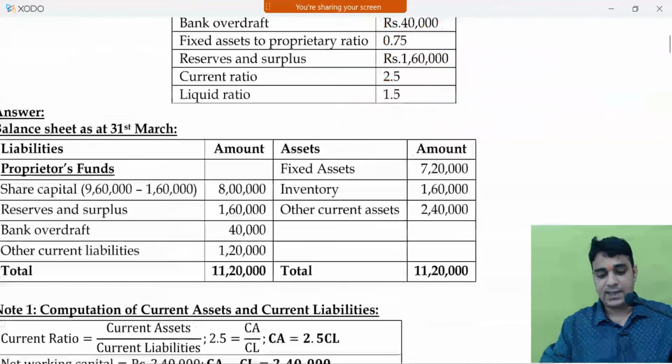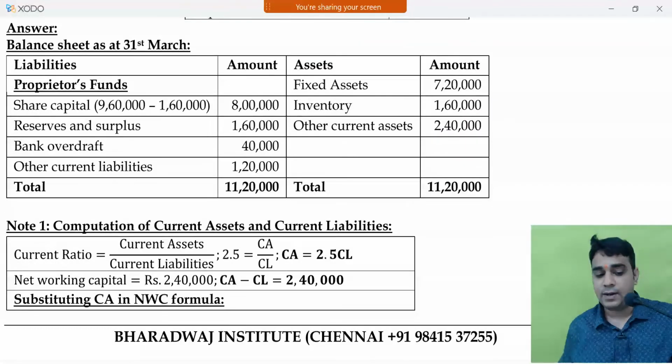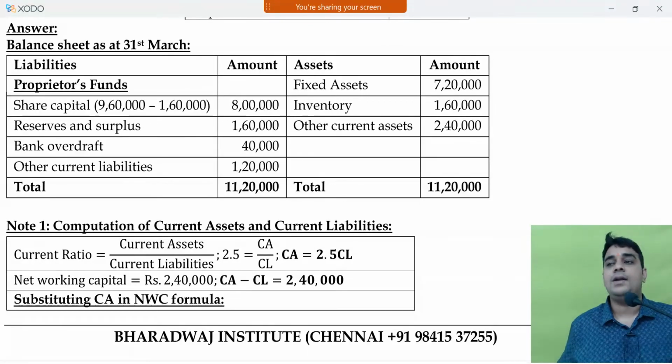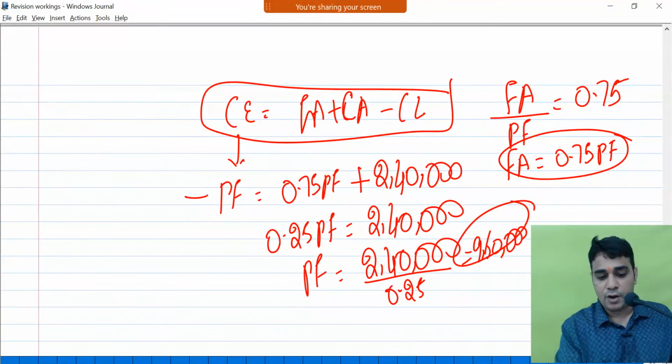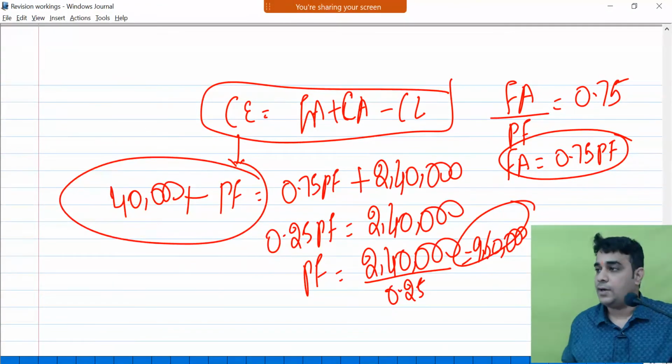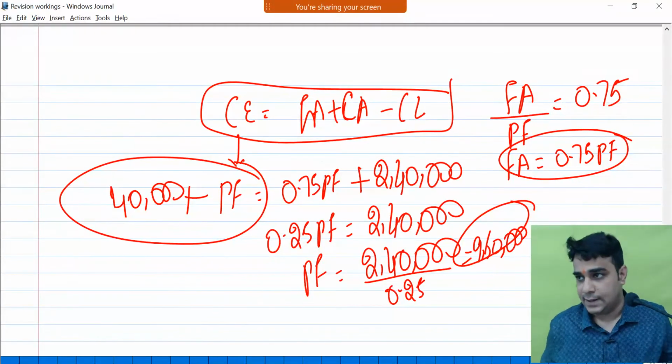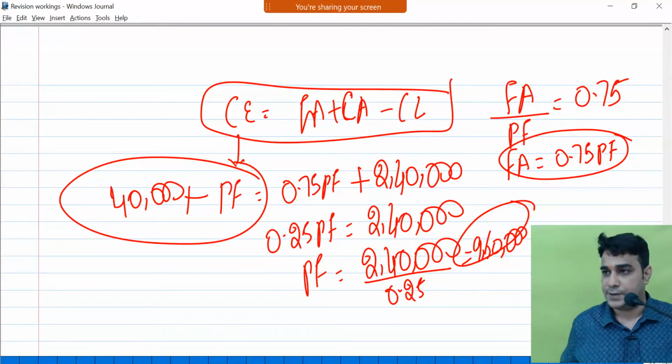This is with an assumption that bank overdraft forms part of current liability. If you take an alternate answer, if bank overdraft forms part of long-term debt, then you have to write 40,000 plus proprietor funds as capital employed. That's a different assumption, and that will give you a different solution.